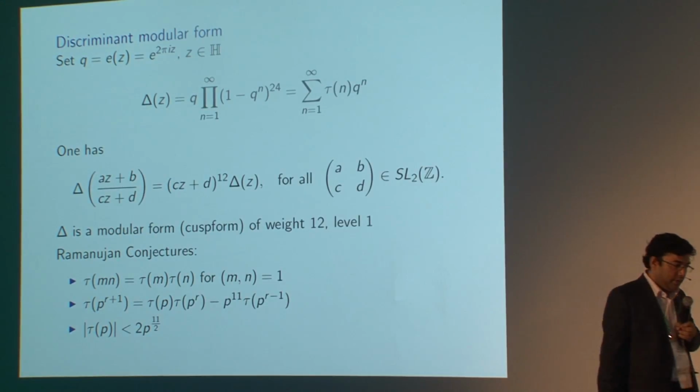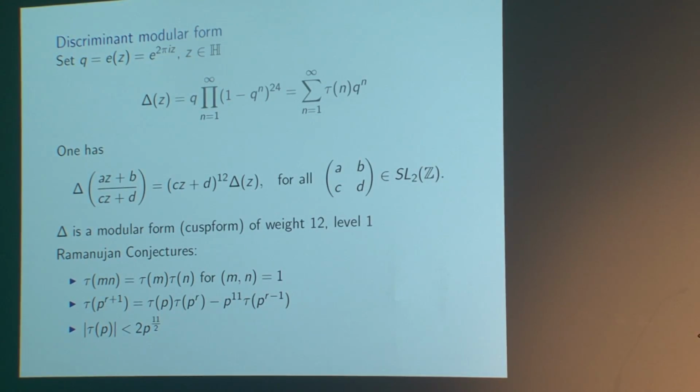Okay, so now I'm going to give an example of an L-function of degree 2. You start with the discriminant form, delta(z), which is given by this product, where q is e to the power 2 pi i z, and z is taken in the upper half plane. One can expand this product into a series, and tau(n) are defined as the coefficients in that series. And one can prove that there is this transformation property: delta of (az plus b) by (cz plus d) is related to delta(z) for all matrices (a, b, c, d) in SL2(Z). So this is an example of what is called a modular form, or a cusp form, of weight 12 and level 1.